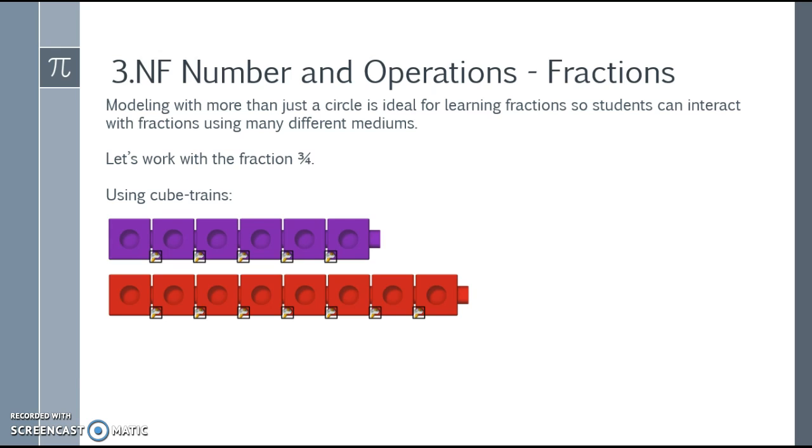Well, using some reasoning, if I were to split into fourths, I have 3 copies of 1/4, which means that we can represent 3/4 using cube trains or any other medium in many different ways. More than just 3/4, so we're building equivalent fractions even though students don't realize that's exactly what they're doing.